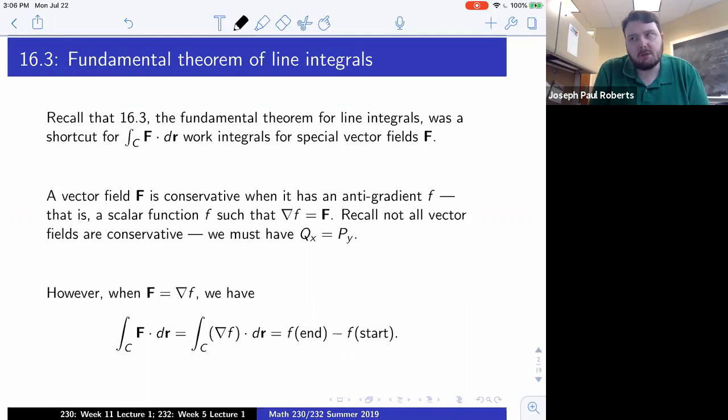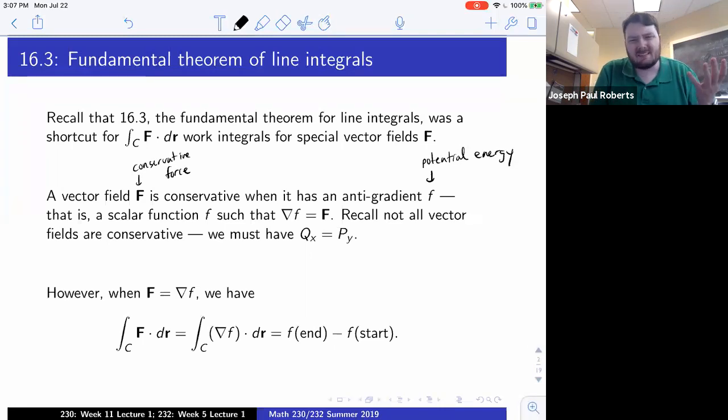This nomenclature, conservative, comes from physics. Basically, in physics, certain forces respect conservation of energy. So that's where this word conservative is coming from. In physics, when you're talking about a conservative force, you're talking about a force that's the gradient of a potential energy function. So in the context of physics language, think about our vector field F as a conservative force. And this scalar function, little f, is the potential energy.